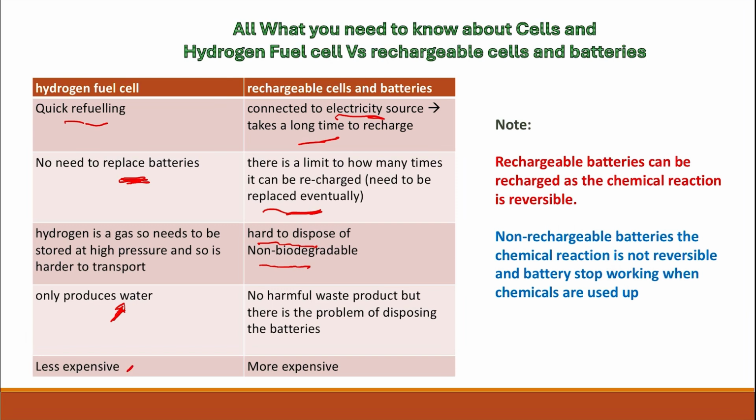And a hydrogen fuel cell is less expensive, while a rechargeable one is more expensive. A very quick note here is to remember the difference between rechargeable batteries and non-rechargeable ones. Rechargeable batteries can be recharged as the chemical reaction inside the battery is reversible, so you can reverse the reaction if you connect it to an outside electricity source. While in non-rechargeable batteries, the chemical reaction inside the battery is irreversible. So once the reactants are used up, the reaction cannot be reversed and the battery cannot be recharged or reused.